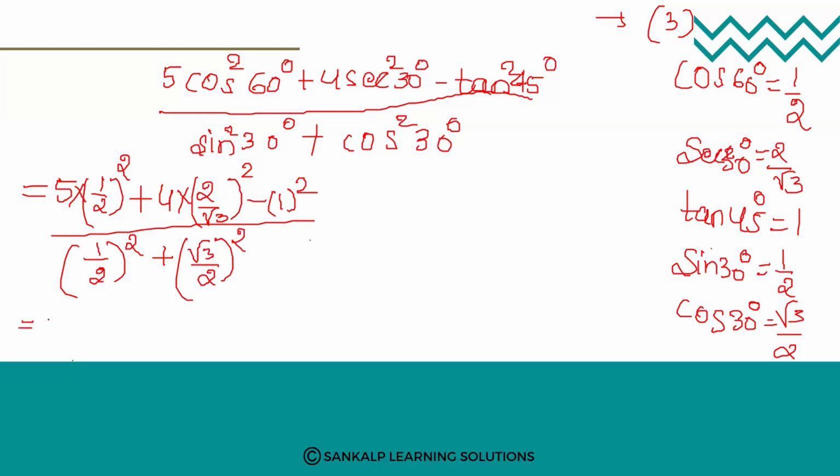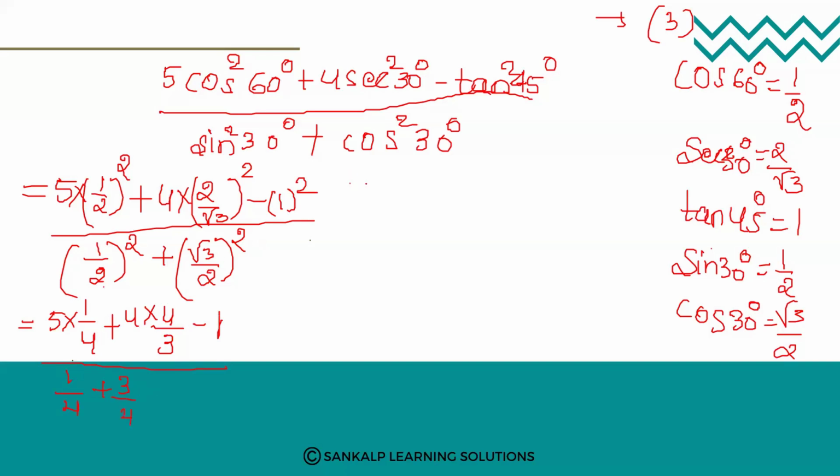Okay. 5u into 1 square is 1 divided by 2 square is 4, plus 4 into 2 square is 4 divided by root 3 whole square, which is 3, minus 1 square is 1 divided by 1 square, which means it is 1 divided by 2 square. 2 square is 4, plus root 3 whole square. Root 3 square is 3, root 3 into root 3. 2 square is 4.